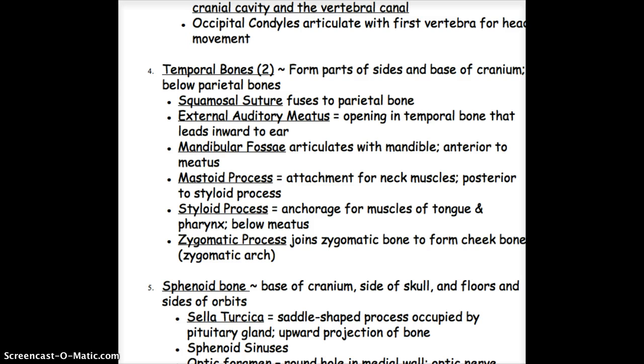The styloid process, you'll see by looking at diagrams or looking at the skull, is very fine, like a stylus. And it's a place where muscles of your tongue and pharynx anchor, and that's located below the meatus. And then the last part of your temporal bone is the zygomatic process, and that joins the zygomatic bone to form your cheekbone. So you can feel your cheekbones. That is your zygomatic arch. When you touch the front of your face, that's the zygomatic arch, your cheekbones.